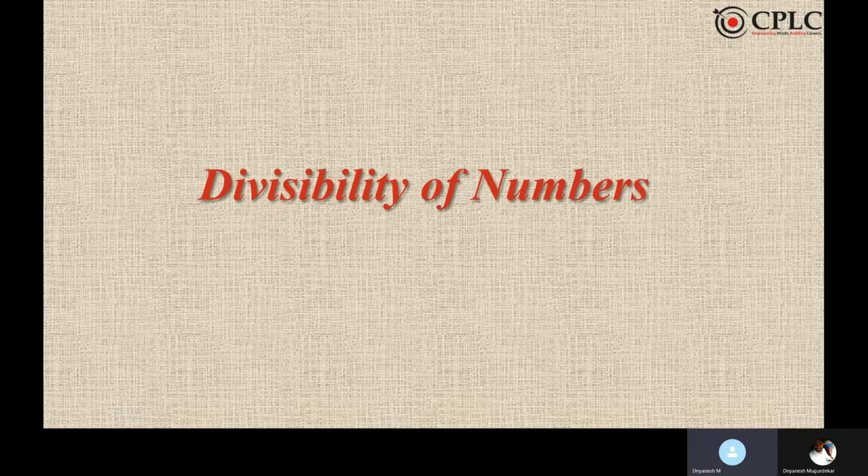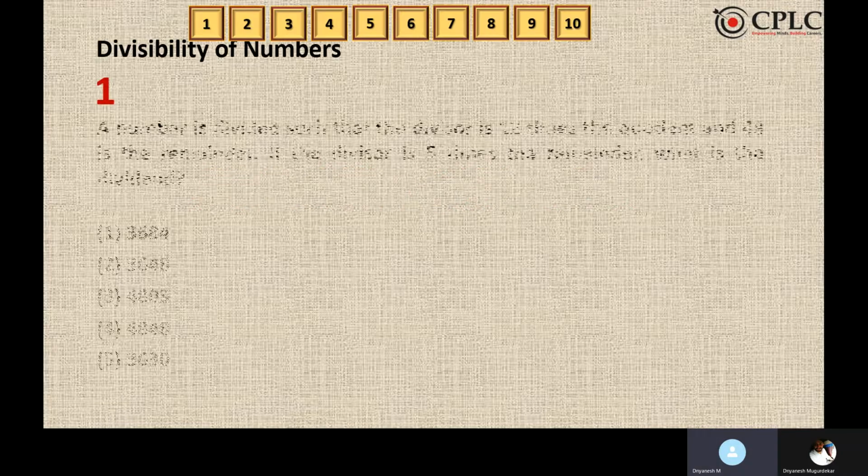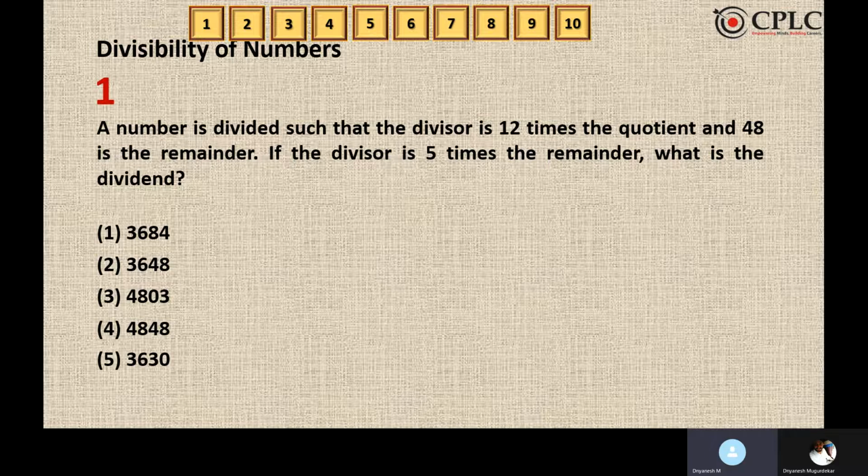Hi everyone. The next topic that we are discussing is divisibility of numbers. So the first question: a number is divided such that the divisor is 12 times the quotient and 48 is the remainder. If the divisor is 5 times the remainder, what is the remainder?